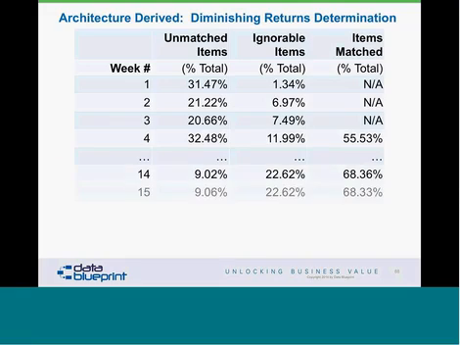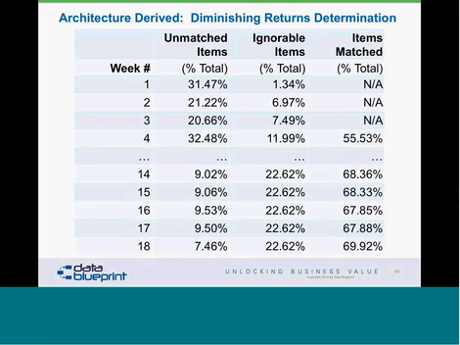Now, bear with me for a minute. It's a little bit of chartiness on here. What I'm showing here are four columns. The first one is the weeks going 1 through 18. The second one is the unmatched columns. The third one is the ignorable items. And the fourth one is the matched columns.